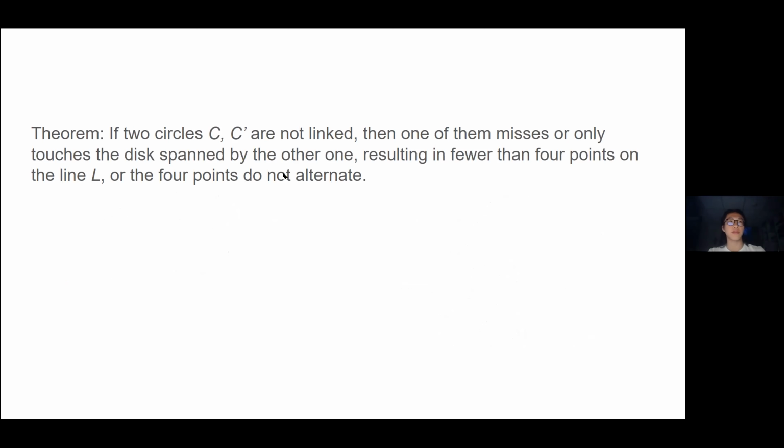So the theorem is that if two circles are not linked, then one of them misses or only touches the disk spanned by the other one, resulting in fewer than 4 points on the line L, or the 4 points do not alternate.